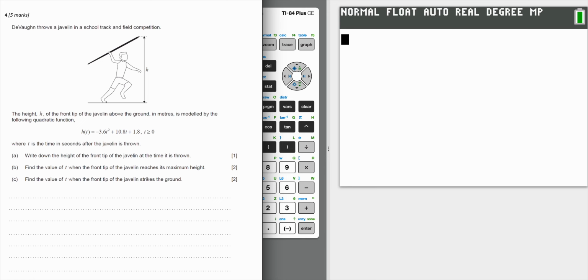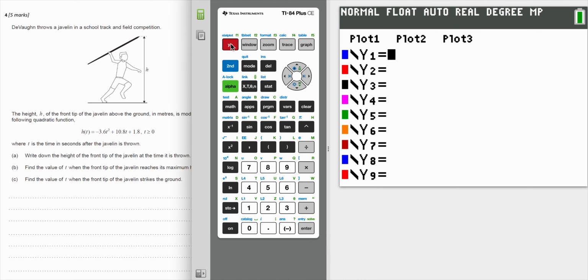Question, we are told that there is a modelling. The javelin is thrown and then the front tip of the javelin is tracked through the air and it forms this quadratic equation, so this one here. So we know that we're going to be using our GDC and doing a lot of modelling on it. The first thing to do is to type in the equation of the quadratic curve that was given to us.